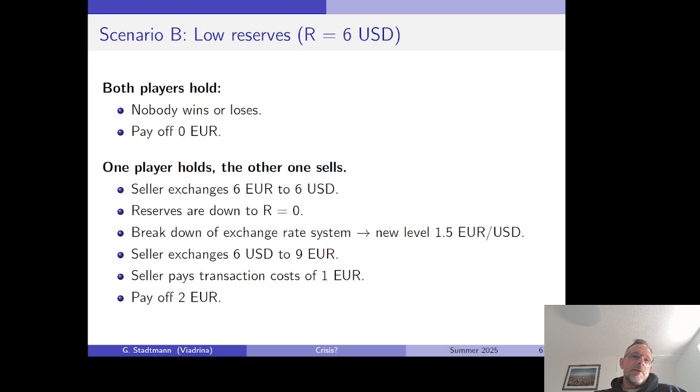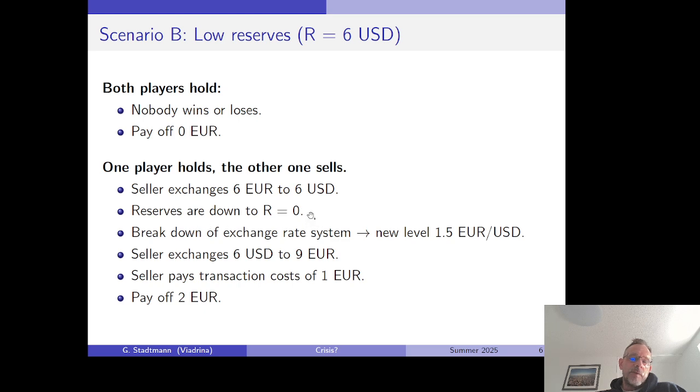Let's switch to scenario B. The central bank only has low reserves of $6. If both players hold, then nobody wins, nobody loses, and the payoff is equal to €0. If one player holds and the other one sells, we are assuming that the seller exchanges the €6 into $6.